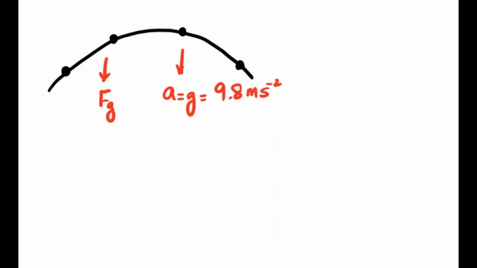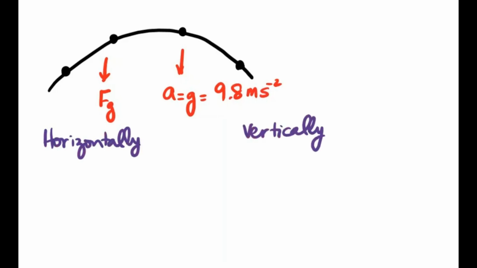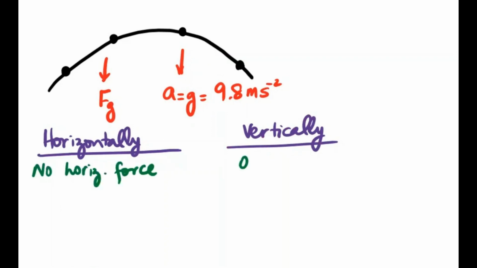So let's take an example where we have an object thrown in the air again, and it has followed this path, and we're going to analyze the motion of this object. We already know the gravitational force is the only force, in the downward direction, and the acceleration is 9.8 meters per second squared. If we look at it horizontally and vertically, since the only force is vertical, there's not going to be any horizontal force, whereas the vertical force is only F_g.